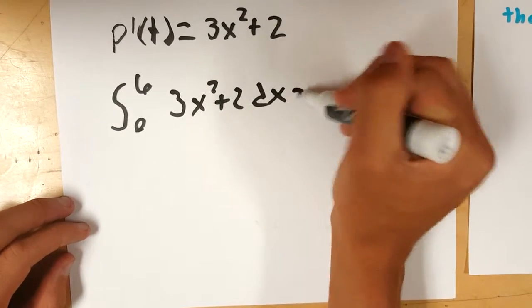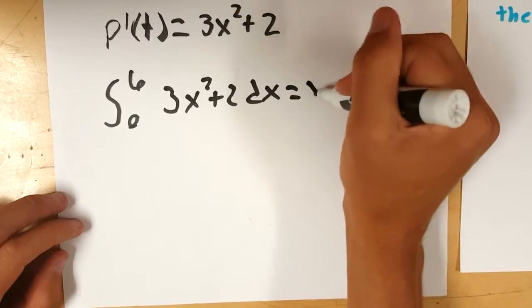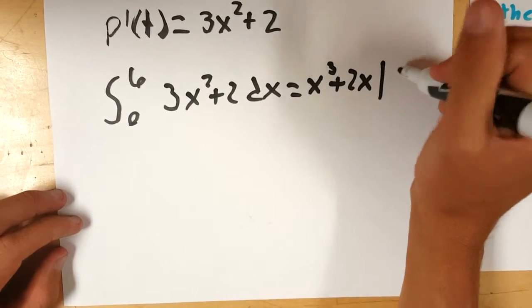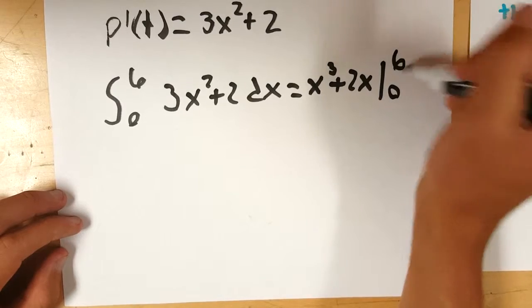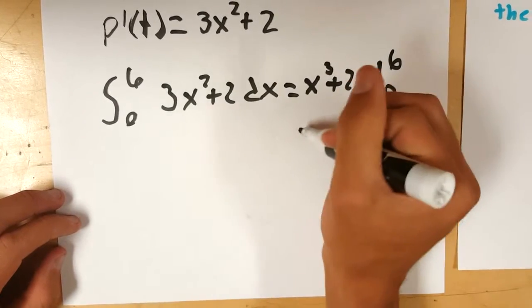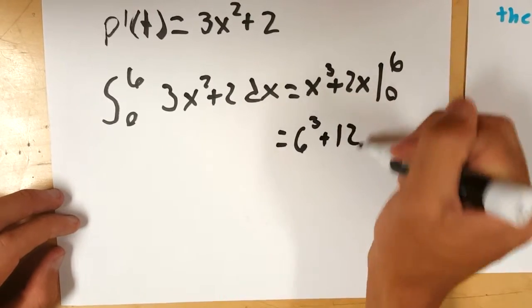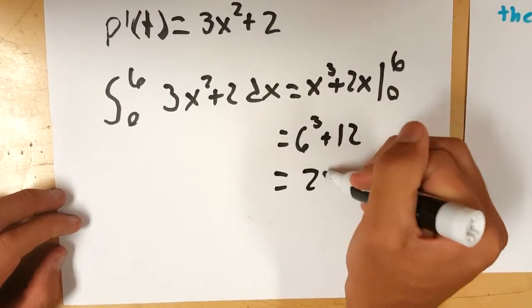dx, and that will equal x cubed plus 2x from 0 to 6. And that gives us 6 cubed plus 12, which happens to equal 228.